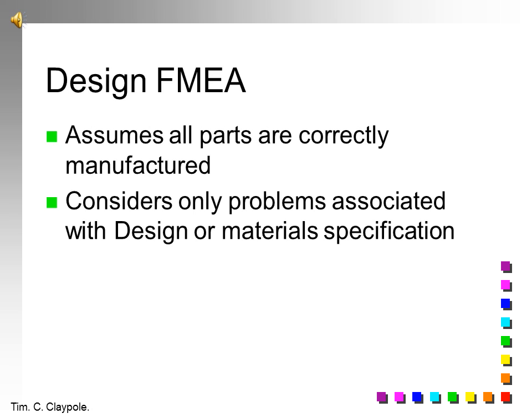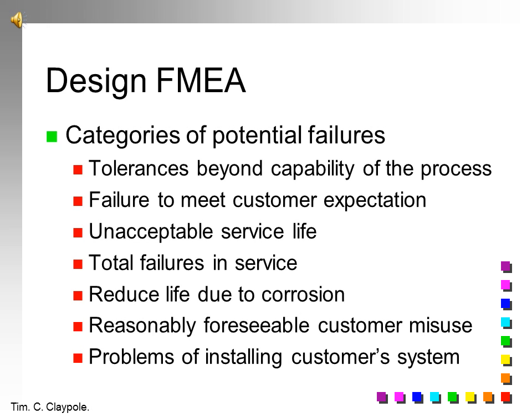Design FMEA tries to identify inadequacies in the design. It assumes all the parts are correctly manufactured. It will only consider problems associated with the design or the materials specified in the design. So this restricts the categories of potential failures. The first one is you're specifying in your design a tolerance which is beyond the capability of the process that you're using to manufacture it. So this will produce a failure. You've asked for a tolerance which is not attainable.